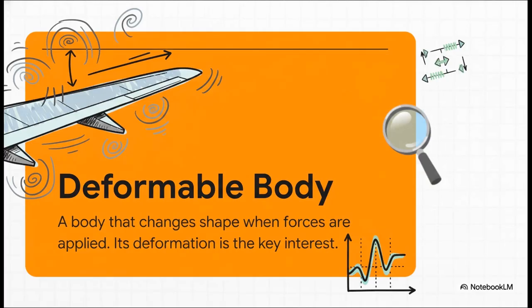And finally, we get to our most realistic, and by far most complex, model, the deformable body. Here, we stop pretending things don't bend and stretch. We actually embrace the fact that they do. In fact, that bending and stretching, that deformation, is the exact thing we want to study. If you need to figure out how a wing is vibrating in heavy turbulence, the rigid assumption is totally useless. You need a deformable model for that.